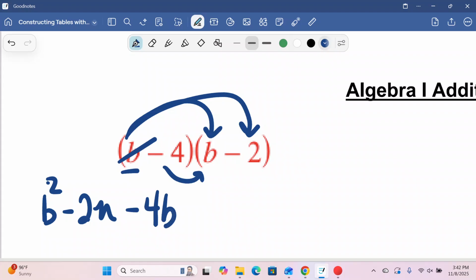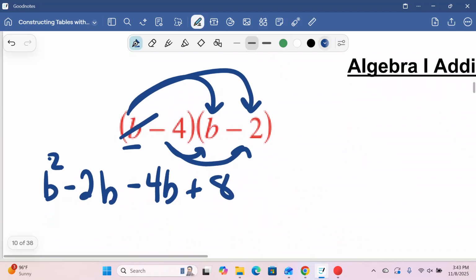And once again, I made a little mistake, so all I do is erase it. And then I put a b right there. So remember that -2 times b is -2b. Okay, now we're correct. So then now we distribute the -4 times b is -4b, and then the last one is -4 times -2, gives me a +8.